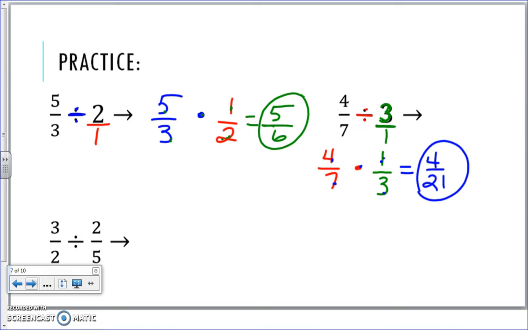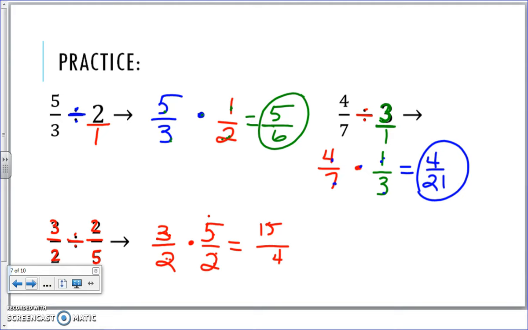So again, we'll go a little quicker this time. 3 over 2 doesn't change. The division sign does change into a multiplication sign, and the next fraction flips over. So it was 2 over 5, now it's 5 over 2. Again, I'm going to check to see, does anything reduce? Cross reduce, cross reduce, nothing. So I'm just going to multiply straight across. 15, my smartboard went nuts. 15 over 4.